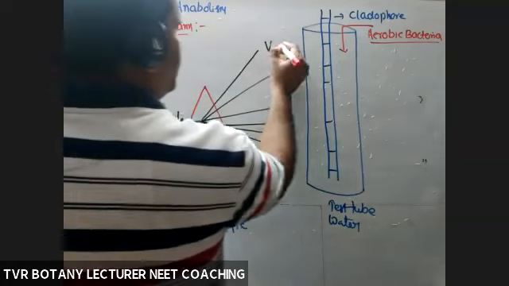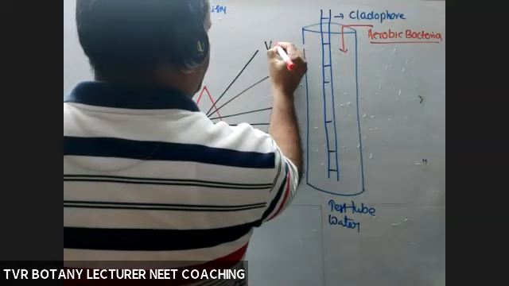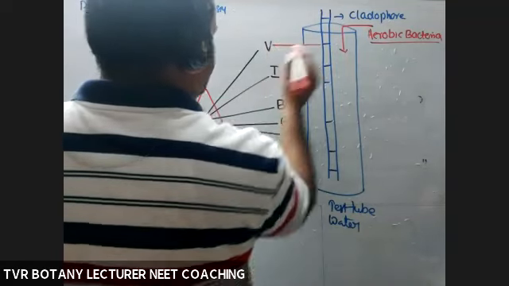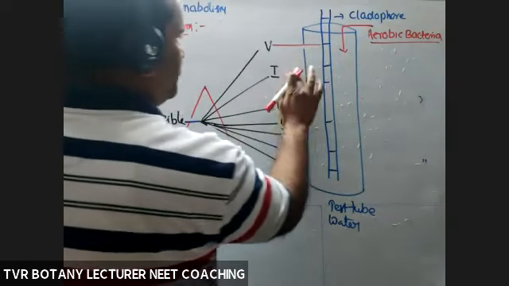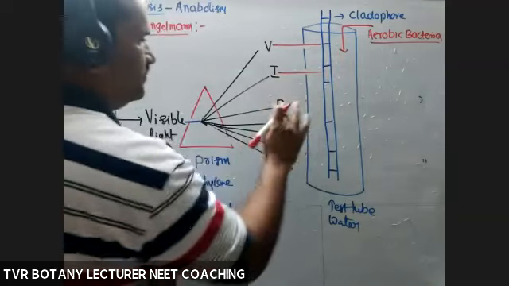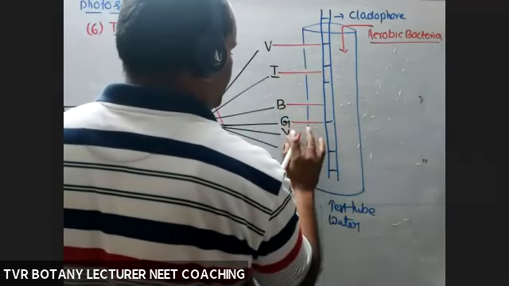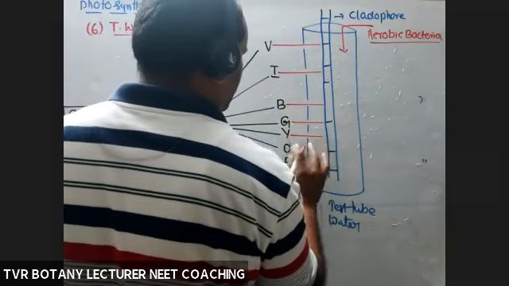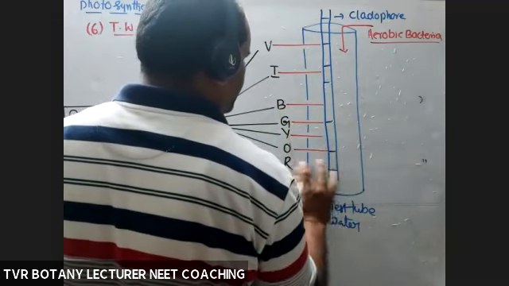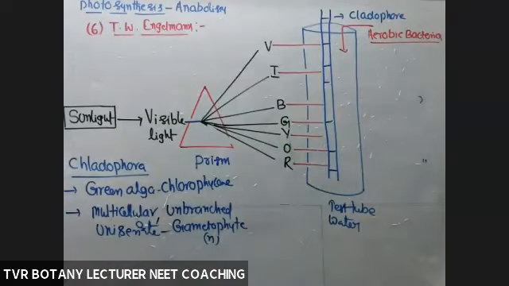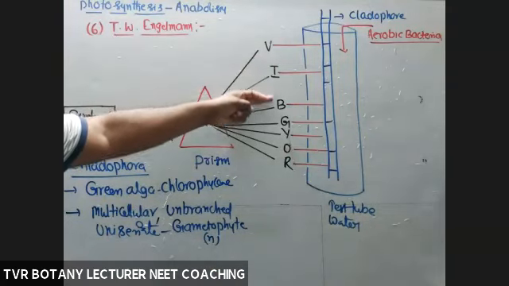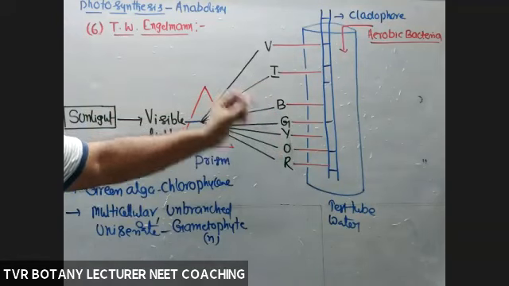So this area of the test tube means Cladophora is exposed to violet. In this area, indigo. In this area, blue. In this area, green. In this area, yellow. In this area, orange. In this area, red. So along the length of the Cladophora plant body, VIBGYOR wavelengths of light are available.